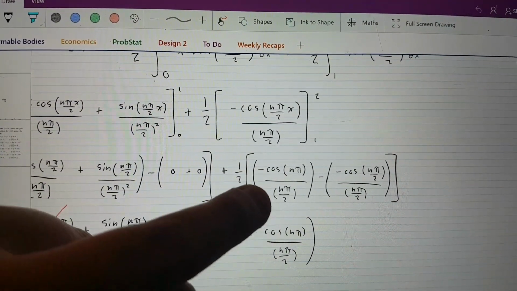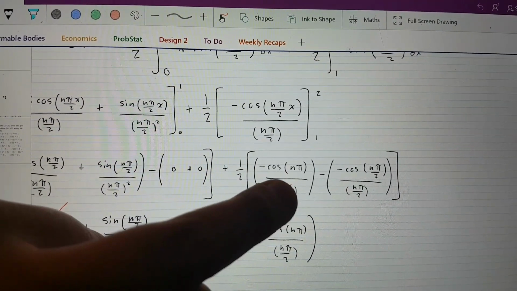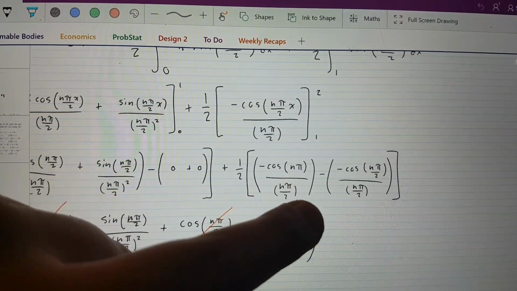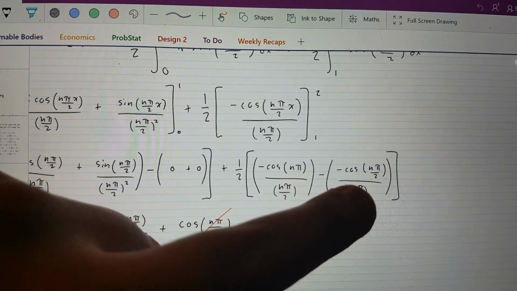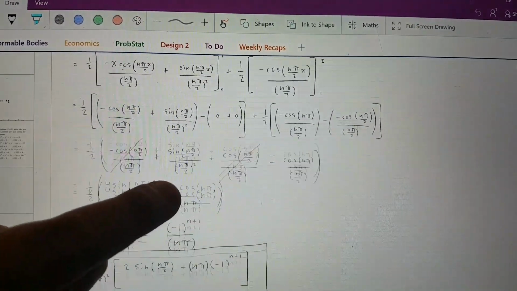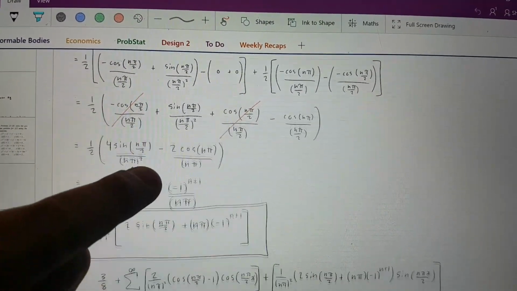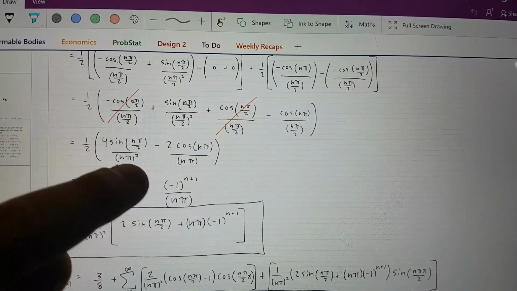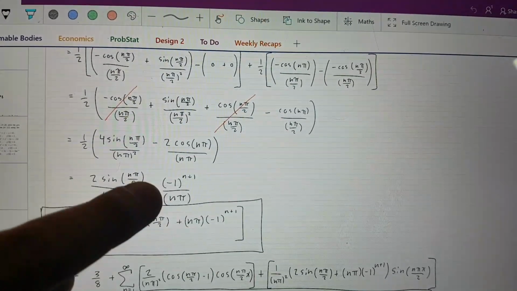And then this one, we go from 2 to 1, so cosine of n pi minus cosine of n pi over 2. Combine all that together. These will cancel, and you'll be left with this. I took the 2 squared and put it up top. I took this 2 and put it up top.